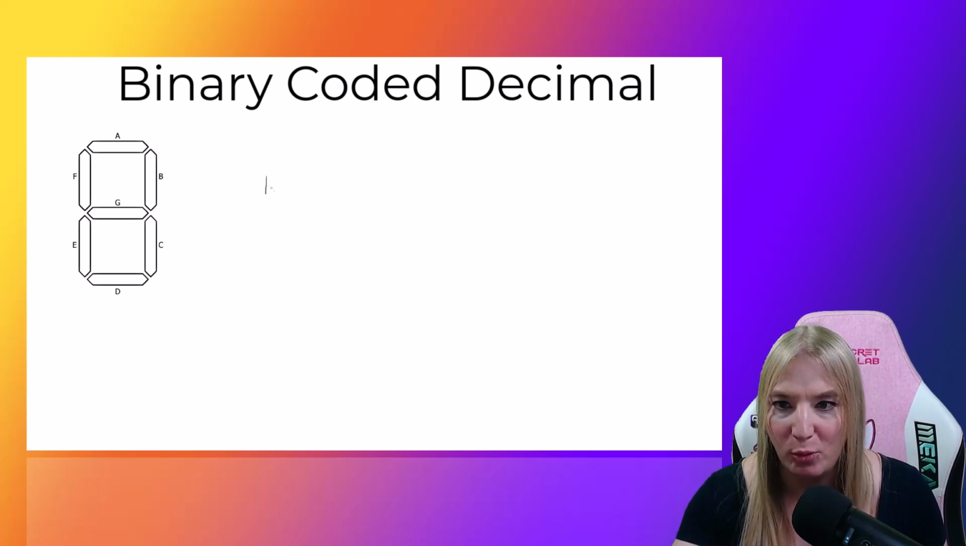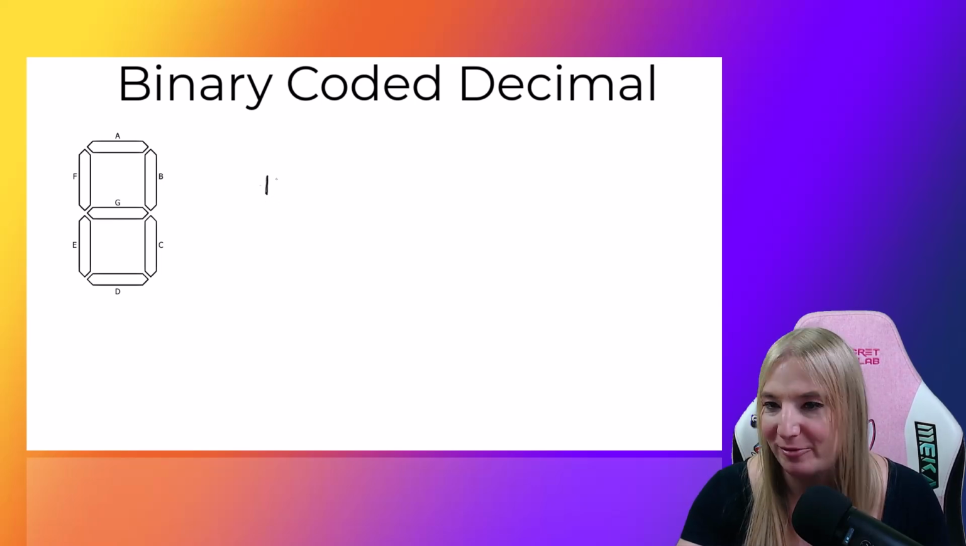So we want to convert the number 1 to BCD. So here we have our number 1 here. For some reason, my pen keeps changing on me randomly. So okay, here we go. So we got our 1. So how does this work?